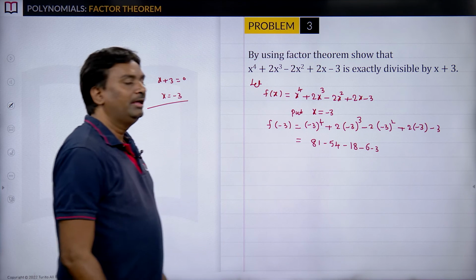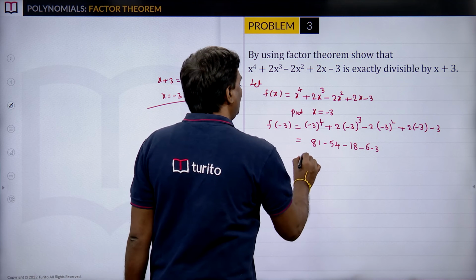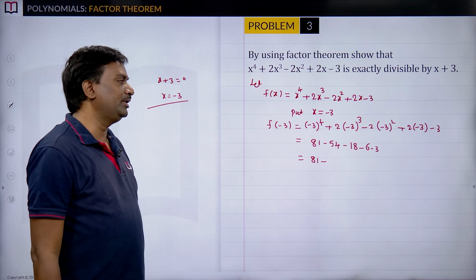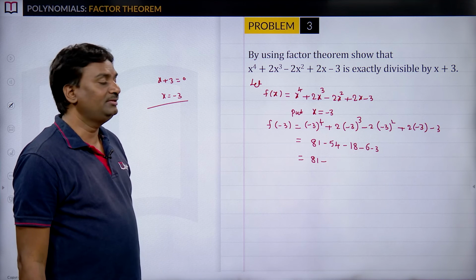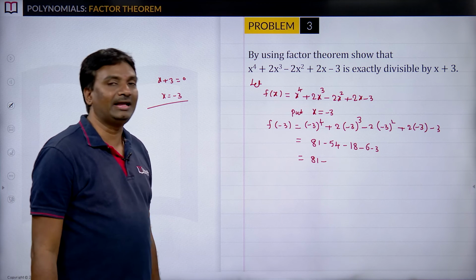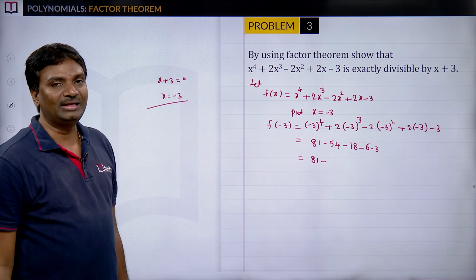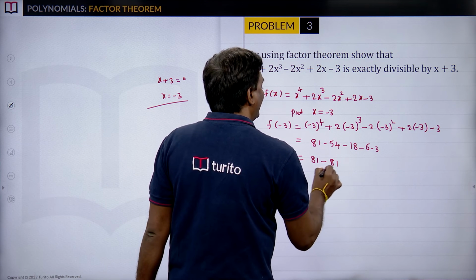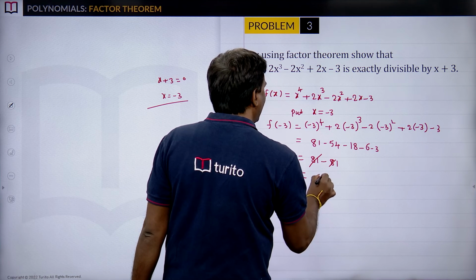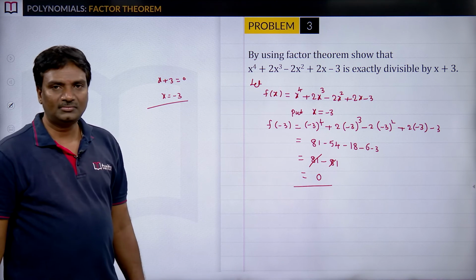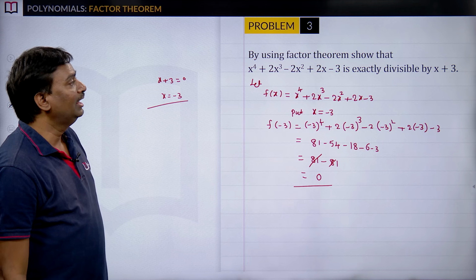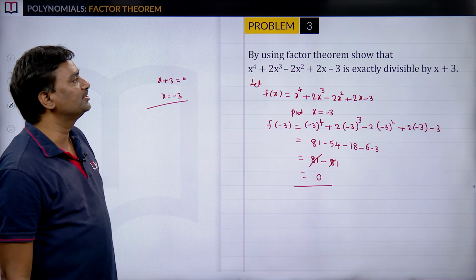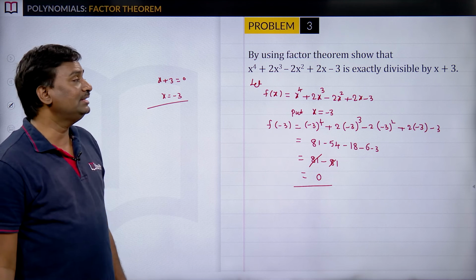Minus 3. Here by adding the positive terms, we have only one positive term, that is 81. By adding the negative terms 54, 18, 6 and 3, these are the negative terms. 54 plus 18, 72 plus 6, 78 plus 3, 81. So, since all the terms are negative, we can take minus 81. 81, 81 get cancelled, we got 0. So, that is why we can say for the polynomial x power 4 plus 2x cube minus 2x square plus 2x minus 3, x plus 3 is a factor.